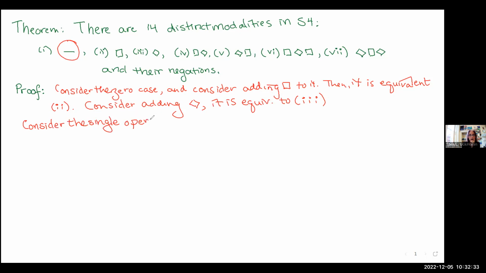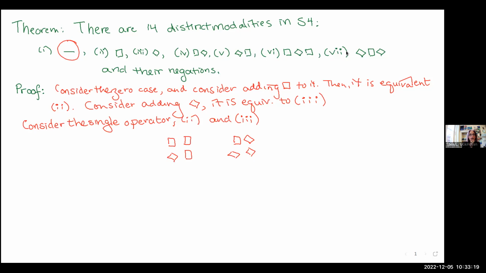Now, consider the single operator cases. So this is going to be the procedure that we do. We're going to look at modalities of string of length 0, modalities of length 1, 2, etc., and then ask what happens if we add a modality. So consider the single operator case. That is the box and the diamond. So these cases are already in the list, so we know that they are distinct. Now, if we prefix box to, well, here, what I'm going to do is we have box and we have diamond. So there's 2 possibilities. I can either put a box on the front of both, or I can put a diamond on the front of both.